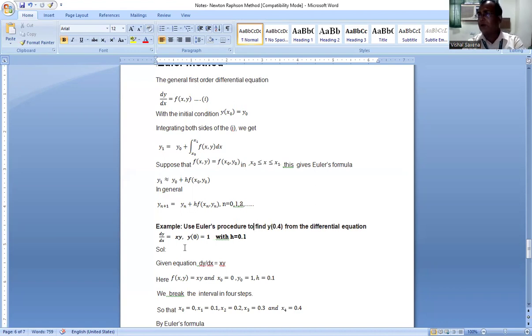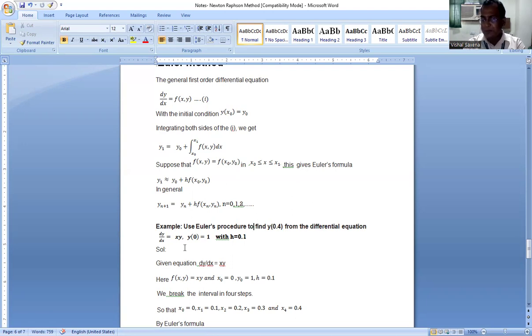If h is not given in the question, then we can assume the value of h. But the one important thing we have to remember is that the value of h should be very small. If h is very small, then the accuracy of the solution will be higher. So definitely we have to take h as small as possible to get a better solution.